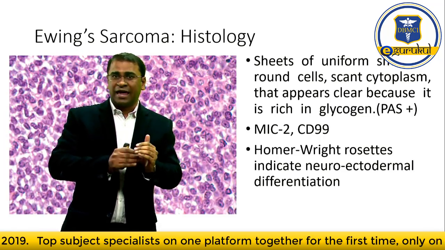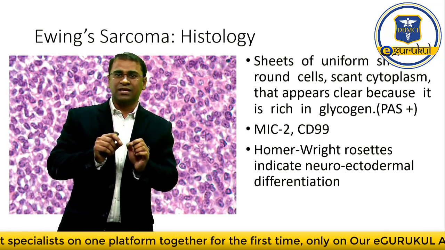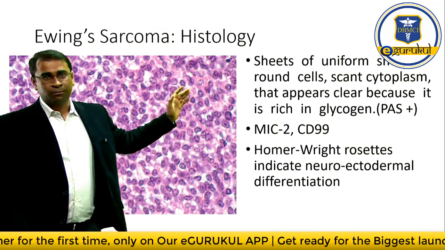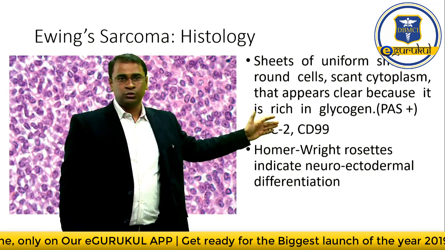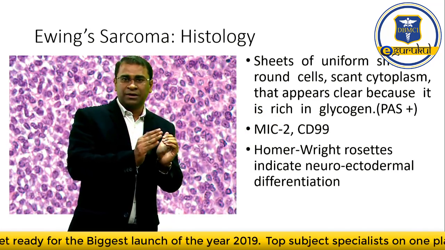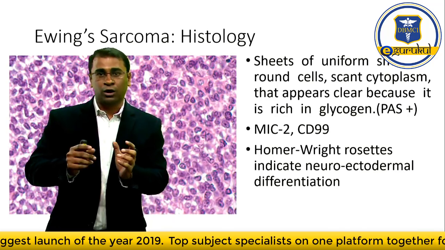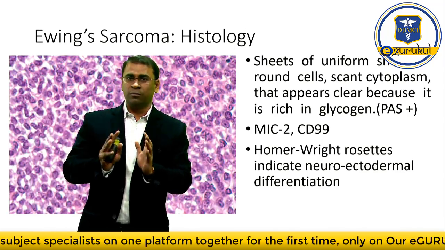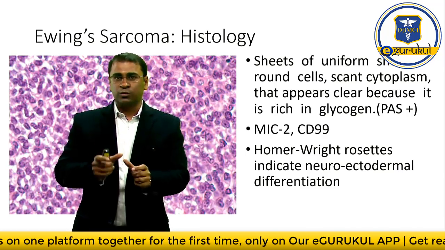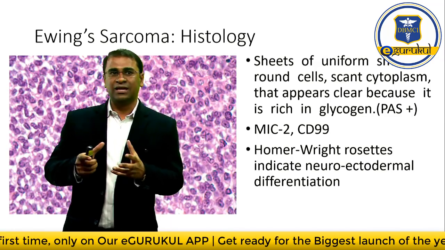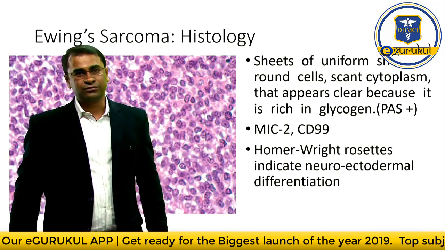So because there is a glycogen in the cytoplasm of this cell, they usually are PAS positive. Very frequently asked question is, what is the most specific marker? It is MIC2. Is also positive for CD99. Sometimes what happens, a primitive neuroectodermal tumor can form a rosette. A rosette here is called as Homer Wright rosette, which if you remember, it's a pseudo rosette consisting of neuropil, that is a secretion of nerve at the center. So that might be seen in a Ewing sarcoma.